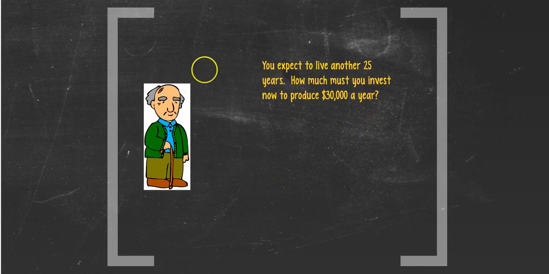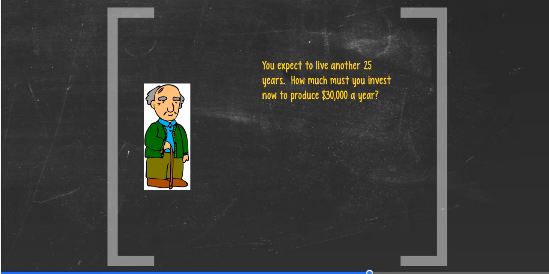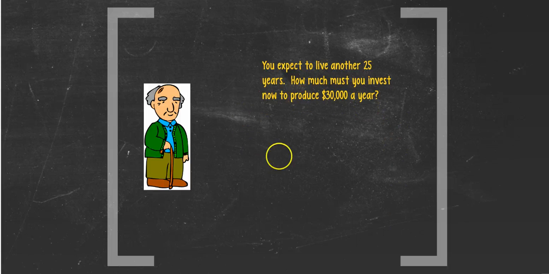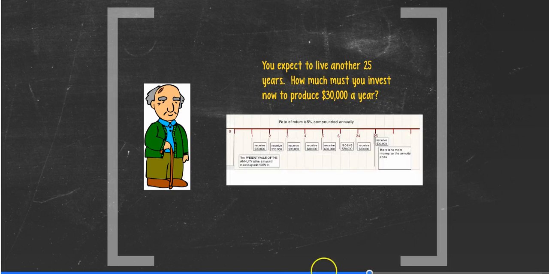Here maybe this gentleman is retiring, and here's the problem. He expects to live another 25 years. How much does he need to invest now to produce an income of $30,000 a year for the next 25 years? When people hear the word annuity, they often think of the word retirement, and this is why, because annuities are very applicable to situations involving retirement.